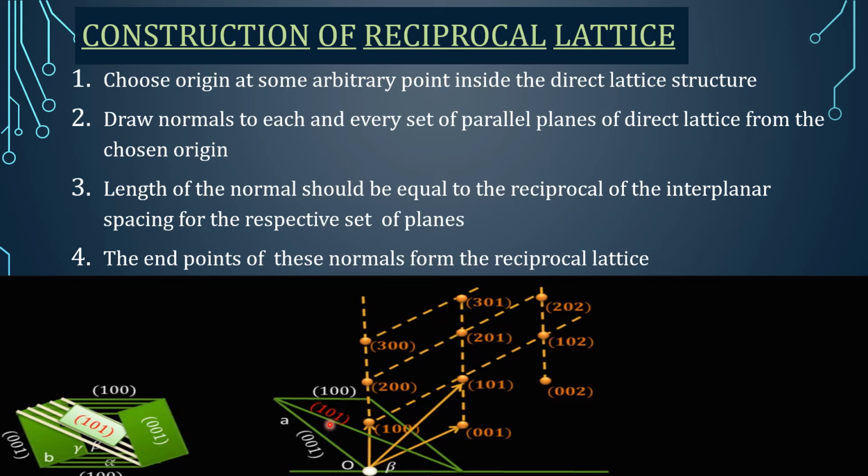Then we have to choose some arbitrary point as the origin. Here we have chosen O as the origin, and from this arbitrary point O, we can draw a normal to the plane 1, 0, 0. At the end point of this normal, we mark a lattice point. Similarly, we can draw for the 2, 0, 0 plane, 3, 0, 0 plane, and so on. Then from this same origin, we draw for the plane 0, 0, 1 and mark a lattice point here. Then for 0, 0, 2, then for 1, 0, 1, 1, 0, 2, and so on. So we get a collection of lattice points, and all these together are called the reciprocal lattice.